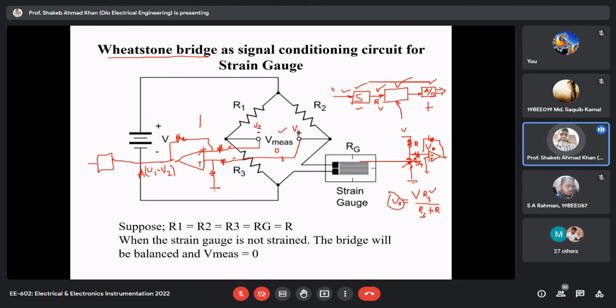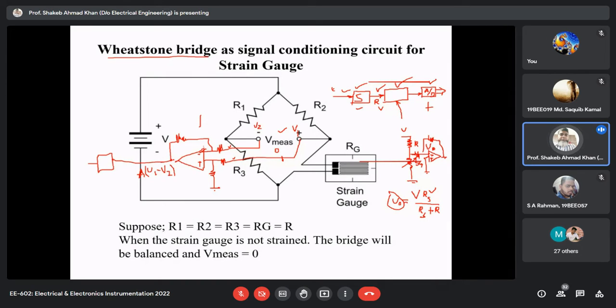Although this is not the topic of discussion here, this is the larger picture. That's why I'm trying to make you understand. You should have this in your mind, why we are doing all these things. This is how our instrumentation systems are made, what the different parts are, and what their requirements are. I just gave you one example.